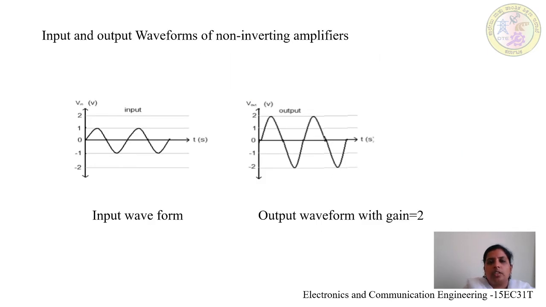So this is the input and output waveform of the non-inverting amplifier. Here the output has a gain of 2. If you see the input and output waveforms, there is no phase shift. The input is in phase with the output, whereas the output is the amplified version of the input.